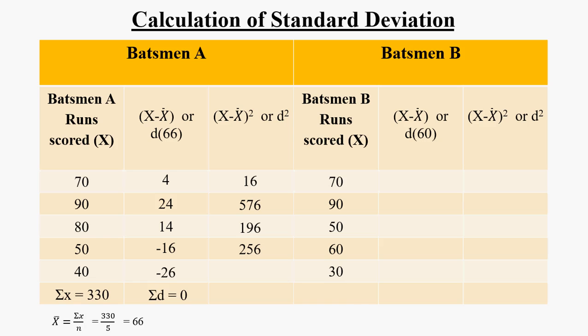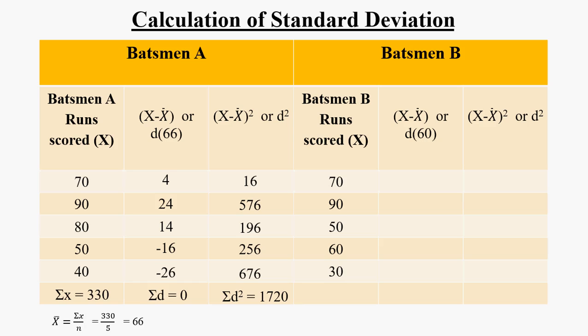So I hope that you know simple calculation. In that regard, I am continuing. So minus 26 into minus 26, 676. So if you make the total, we call here sigma d square, 1720. So we made this for batsman A. The same way we need to continue for batsman B.